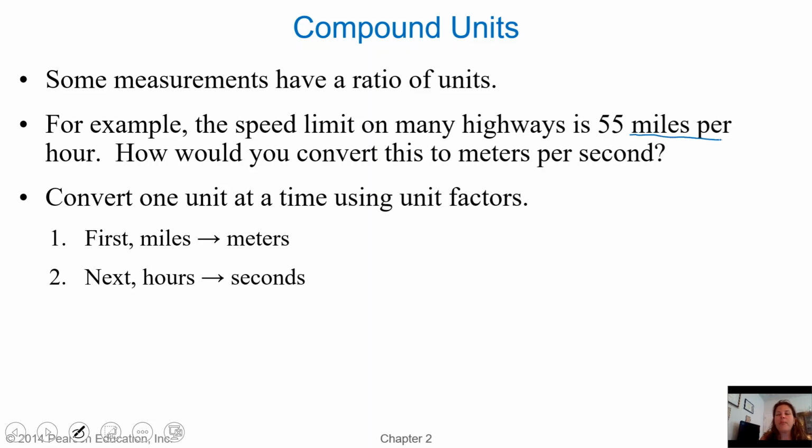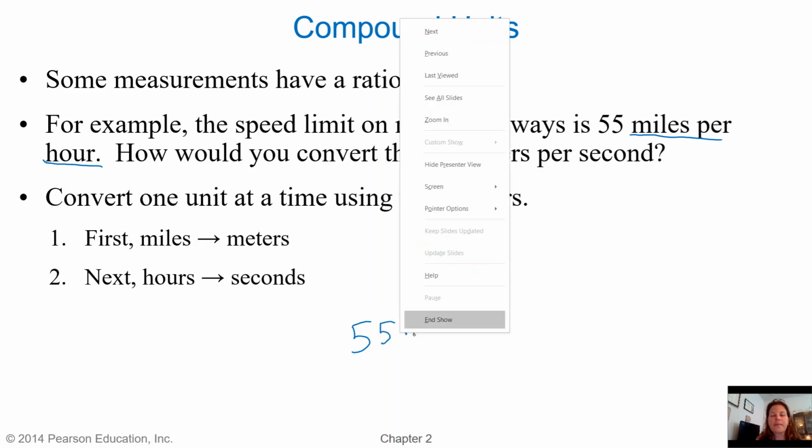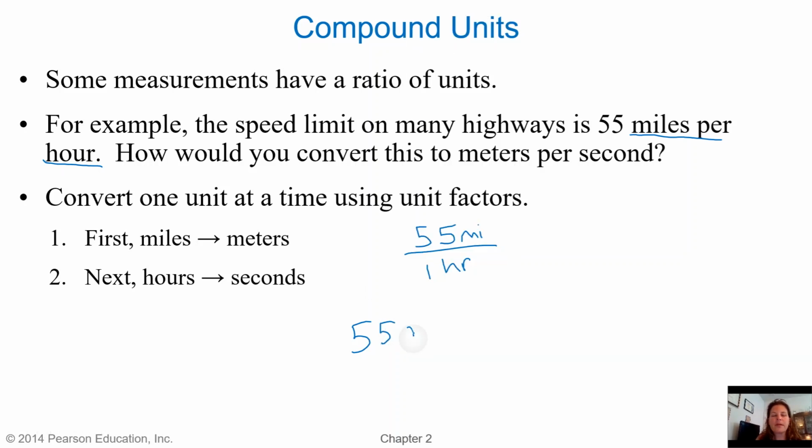If you had miles per hour, and let's say it was 55, I'm actually going to write this as 55 miles per 1 hour. Get in the habit of writing these compound units like a fraction. Try not to write it in this other format. Get in the habit of doing it like this, because oftentimes those compound units will be used as a conversion factor.